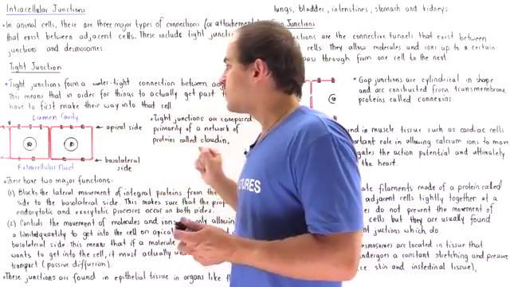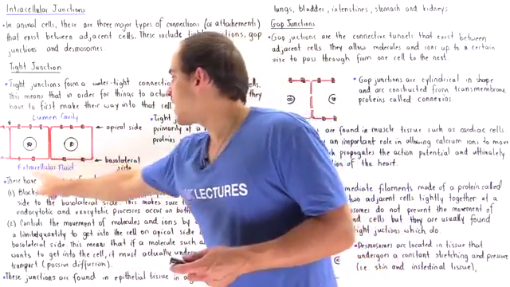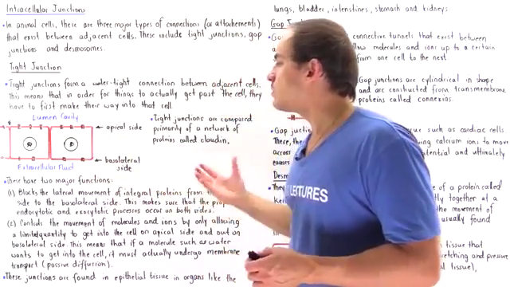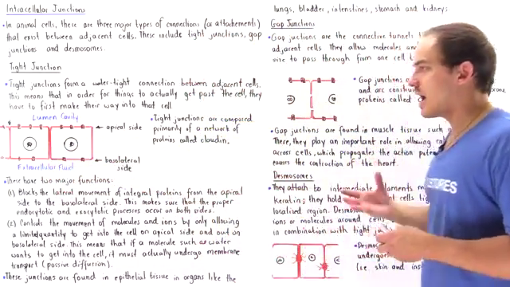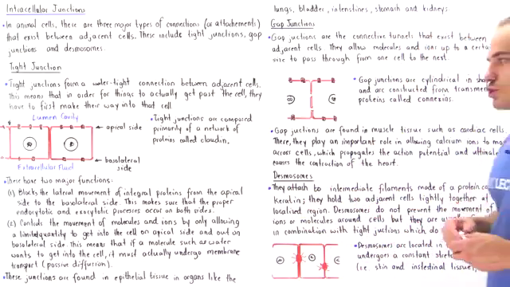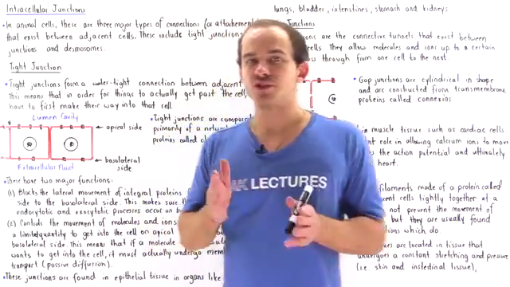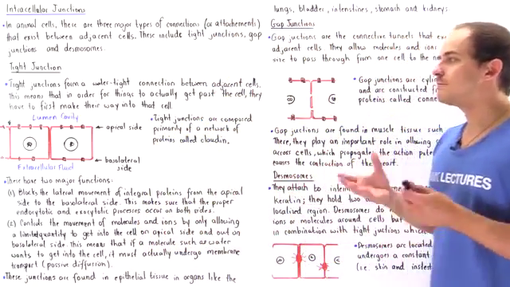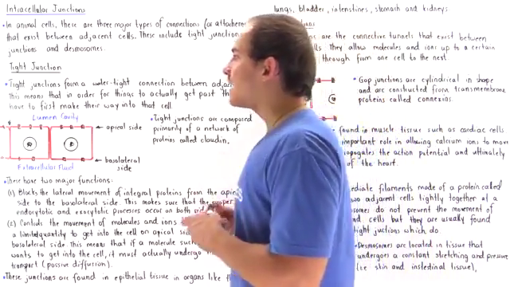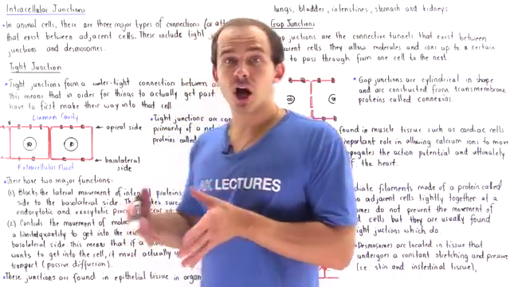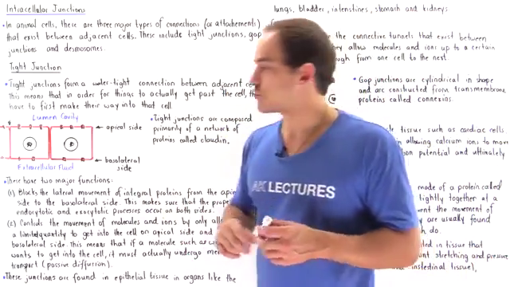Now, the apical side is the lumen side of the cell, and this side is the basolateral side. It's the side found on our extracellular side. Now, tight junctions are composed primarily of a network of proteins known as claudins. So there are different types of claudin proteins. Now, what exactly are the functions of the tight junction connection? So there are two major functions.